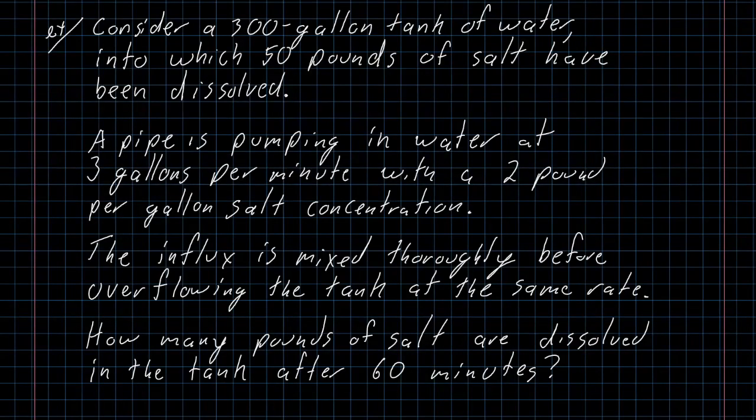Consider a 300-gallon tank of water into which we have dissolved 50 pounds of salt. We have our pipe pumping in water. The water is coming in at 3 gallons per minute, and the water coming in has a 2 pound per gallon salt concentration. As I said earlier, we're going to assume that the water coming in is mixed thoroughly, and then it is overflowing from the tank at the same rate at which it's coming in. So the volume of water in the tank remains 300 gallons throughout the entire process.